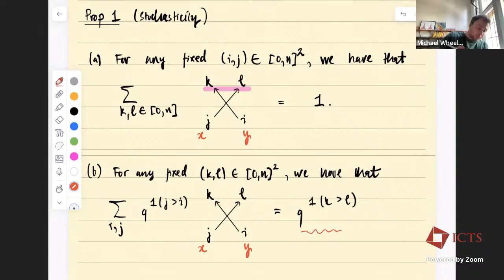So for this particular example, you're fixing the states that live here, and it's then inducing a probability distribution on the bottom two edges. So one could think of this as being like a time reversal of the original Markov process.